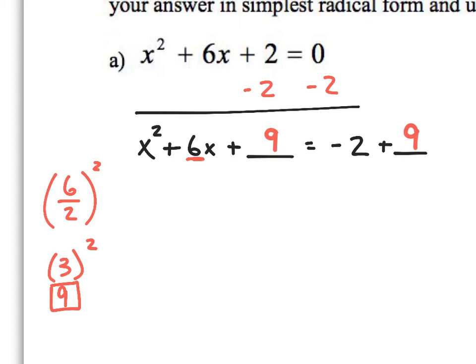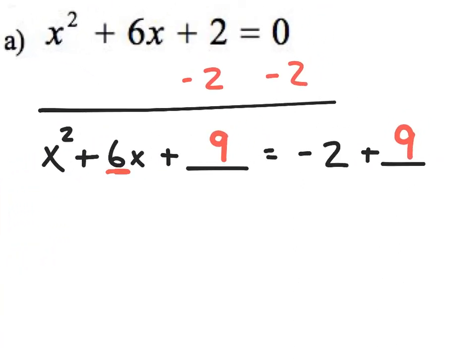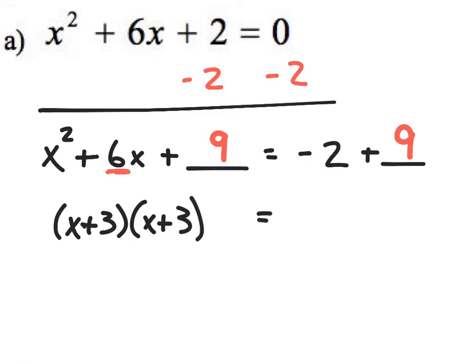Now what I want you to notice about this left side is that I can now factor this. If I factor this, I ask for two numbers that multiply to 9 but add to 6, which is 3 and 3. So this left side of the equal sign can be factored down to x plus 3 times x plus 3. And that's going to equal negative 2 plus 9, which gives me 7.